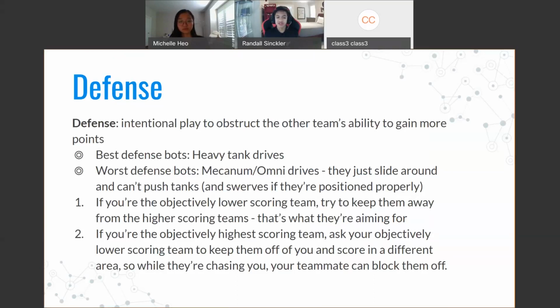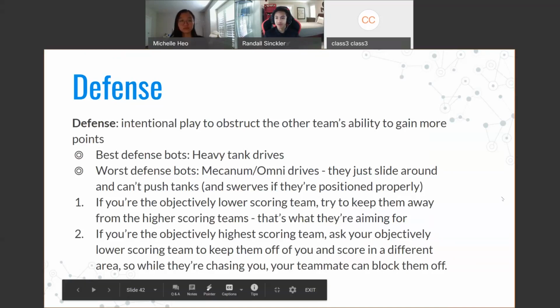And if you score less than the rest of your alliance partners by a significant amount, it may benefit your alliance for you to keep defense spots away from the higher scoring robots, which is who the opposing team will try to target. And if you're a higher scoring robot, you want to avoid engaging with defense robots to not waste precious time that could be better spent scoring points.